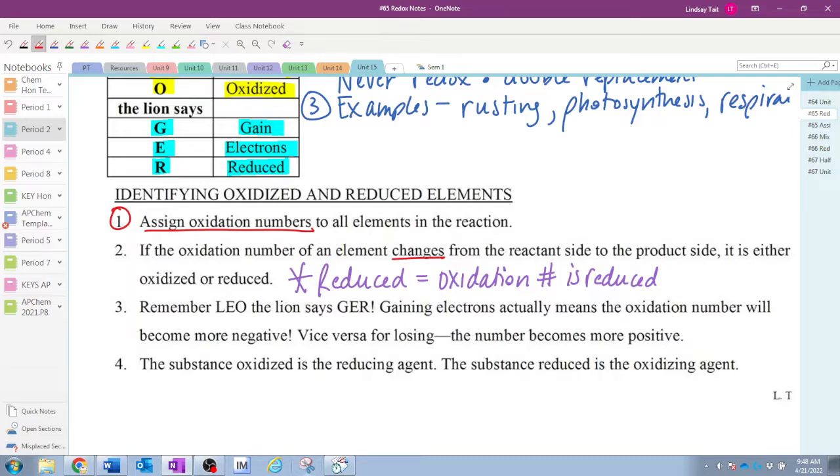I could have gone to him and said, oh, will you please help me get reduced? Please? Will you help me get reduced? Okay, so he helped me get reduced, so he's my reducing agent. But then what happened to him? He just lost electrons, so he was oxidized. You see, we're doing double duty.